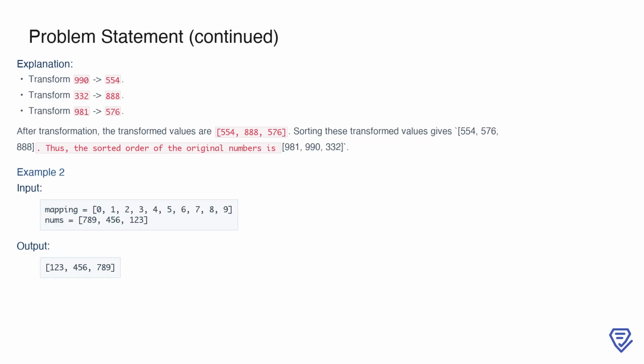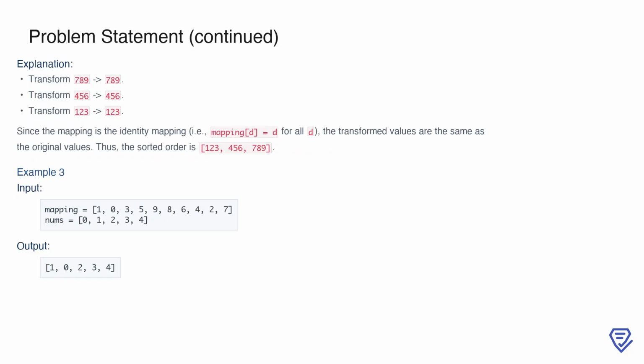After transformation, the resulting values are 554, 888, and 576. Sorting these values gives 554, 576, and 888. Finally, we map these sorted values back to their corresponding original numbers in nums, which produces the result, 981, 990, 332.